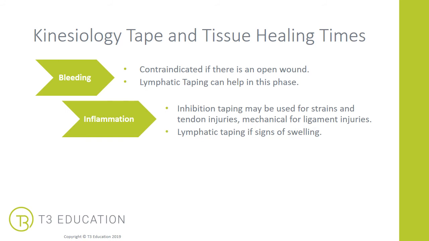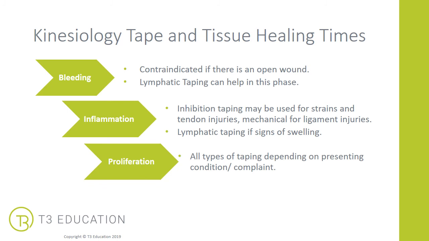The next phase is the inflammation phase. Inhibition taping may be used well for muscle strains and tendon injuries, and then also mechanical taping for ligament injuries. If there are still signs of swelling, lymphatic taping can be continued during this phase. The proliferation phase. All types of taping can be used within this phase, but it all depends on the goal and the intention and the presenting condition and complaint of the patient. And that goes with all of the phases. Always ensure that you're working based on your goal, your patient's goal, but also their presenting condition and complaint.